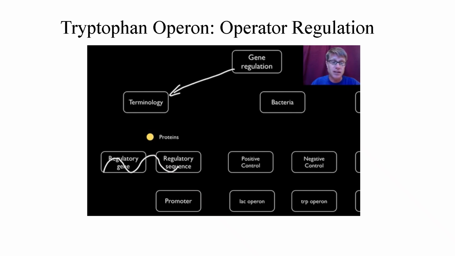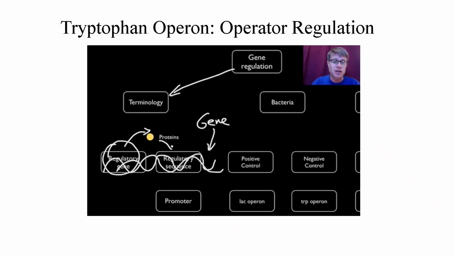So if DNA looks like this, the gene generally will be down here that we want to express or not. A regulatory gene will be somewhere else in the DNA. It secretes something called a regulatory protein, which then can grab onto a regulatory sequence. An example of a regulatory sequence I'll talk about is called a promoter.